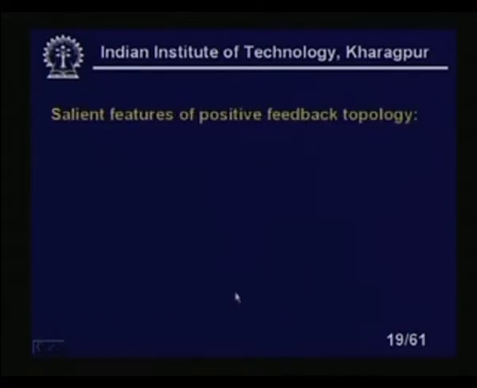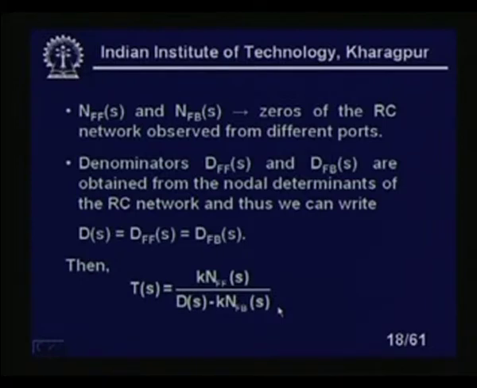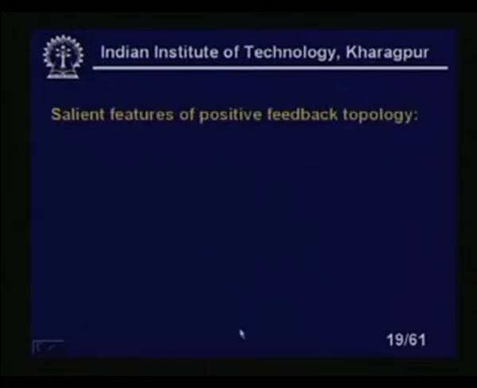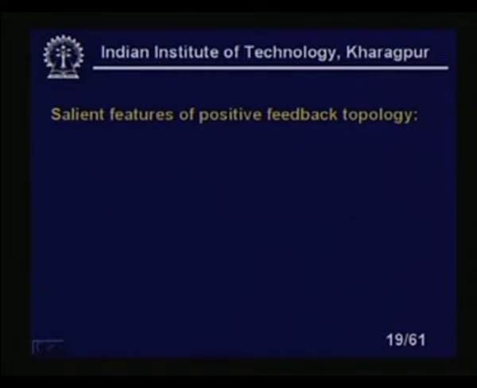So, salient features of this positive feedback topology, you see what are the salient features. Zeros of the transfer functions are the zeros of the feed forward RC network, which can be complex, right. Quite obvious, you see what I am talking about. Okay, zeros of the transfer function depend on the zeros of the feed forward transfer function, right, that can be complex, clear. Whereas the poles of the transfer functions are determined by the poles of the RC network, the zeros of the feedback transfer function and the factor k. What is this? Let us look at.